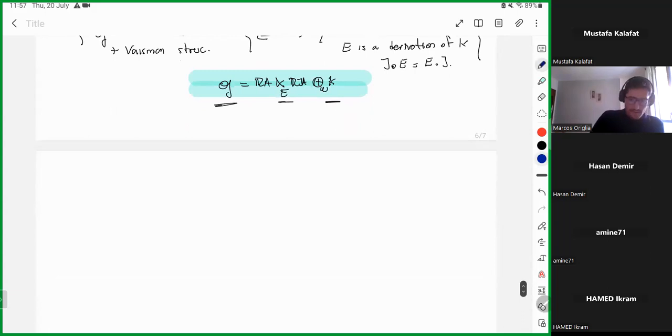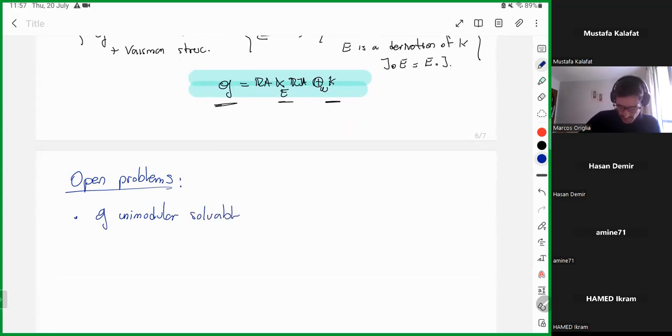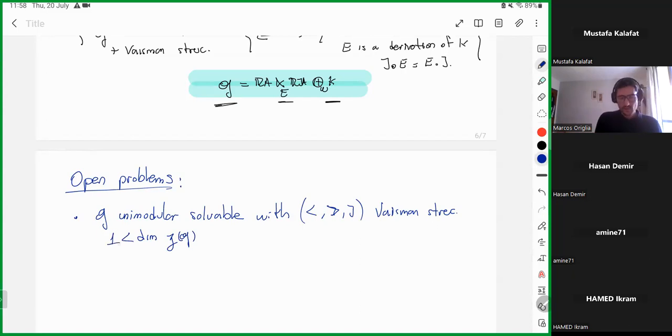And just to finish in two or three minutes, let me say something about some open problems in this topic. I will mention just two or three. So the first one: G unimodular and solvable with a Weismann structure. In one of the previous results, we saw that the dimension of the center of the Lie algebra G, so JA is always in the center, is greater than one and at most two, right? And there are examples of both situations, but this is for Weismann structure.